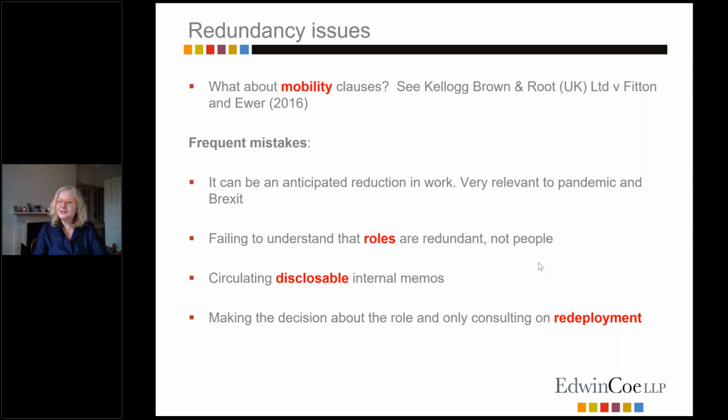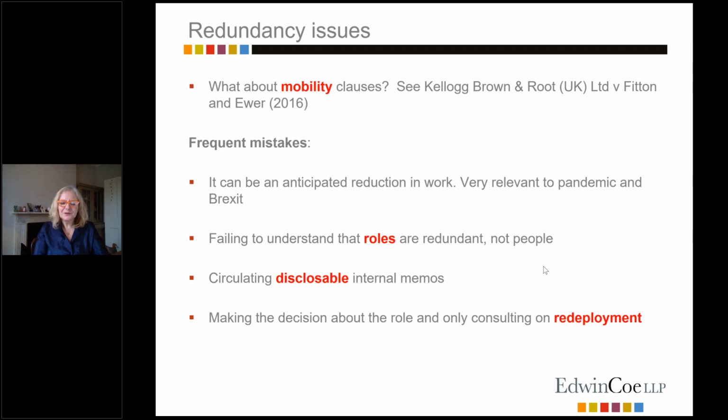The other thing that I see quite a lot is not approaching it with an open mind. Ruth will take us through the process in a moment, but one of the fundamentals is that there is an obligation to consult about the proposal to make that role redundant. It's not a question of whether or not there's just redeployment. Very often I see consultation processes which just have looked at redeployment. You've got to actually also consult on the decision to make the role redundant.